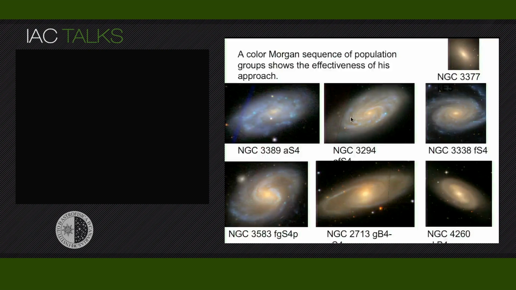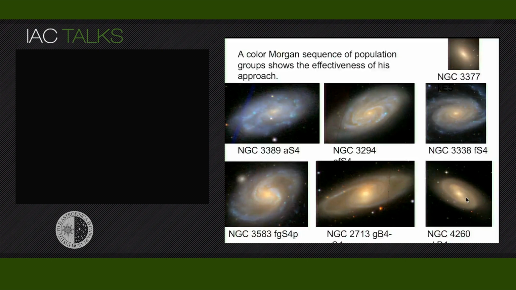This is a sequence of Morgan classifications. This is an AS4, a spiral dominated by spectral class A. Here's an AFS4 dominated by AF stars. Here's an FS4. Here's an FGS4, getting towards later type stars and greater central concentration. Here's a GB4, one with a bar, and here's a GKB4. And so the spectral classes are advancing from early to late type in these galaxies, and that's taken from his 1958 paper using Sloan Digital Sky Survey color images.